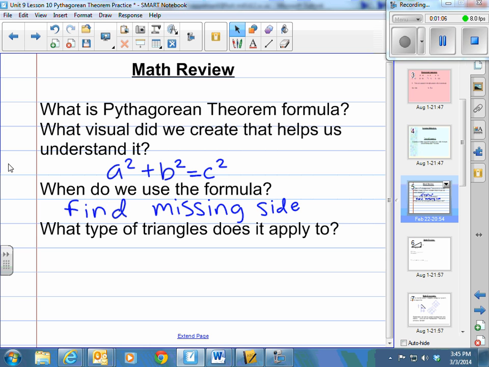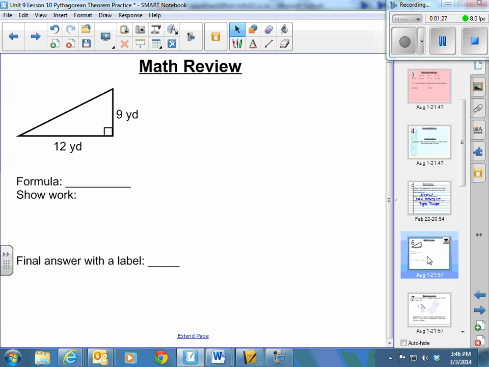And what type of triangles does this apply to? Remember, this only applies to right triangles. And we discussed all of this in class today, so all of that should be a review. Just make sure you have all of that information in your notes.